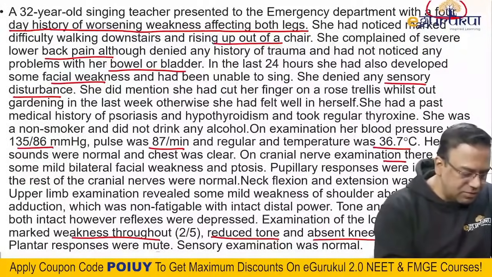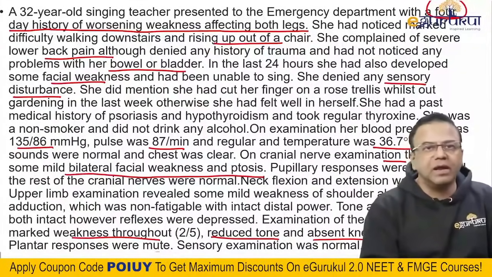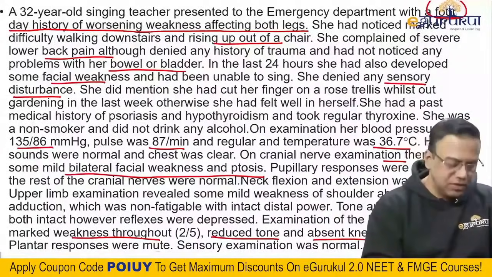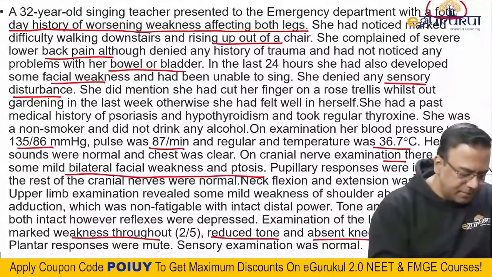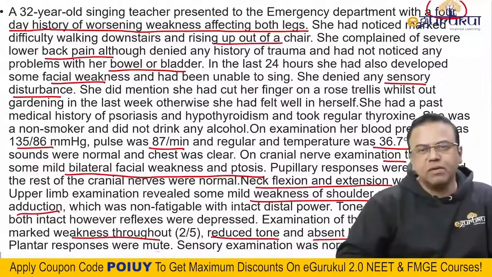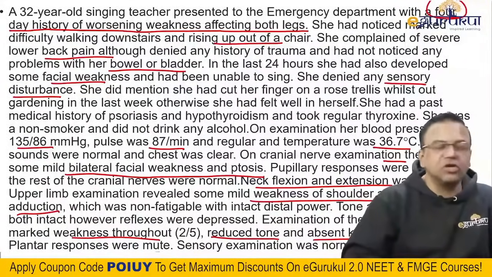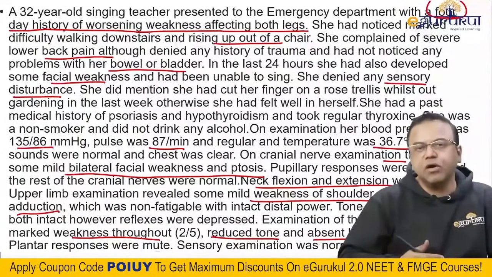Cranial examination, patient had bilateral facial nerve weakness. This is again a very important clue. Bilateral facial nerve weakness and ptosis, again a very important finding that you see in patients with GBS. Pupillary responses were intact. Rest of the cranial nerves are normal. Neck flexion and extension were intact. Upper limb reveals mild weakness of the shoulder abduction and adduction. So basically the patient has got LMN findings. Lower limb involved, because the patient is mentioning history of lower limb, but on examination you're finding upper limbs also have some involvement. So you know this is how it will be in GBS.